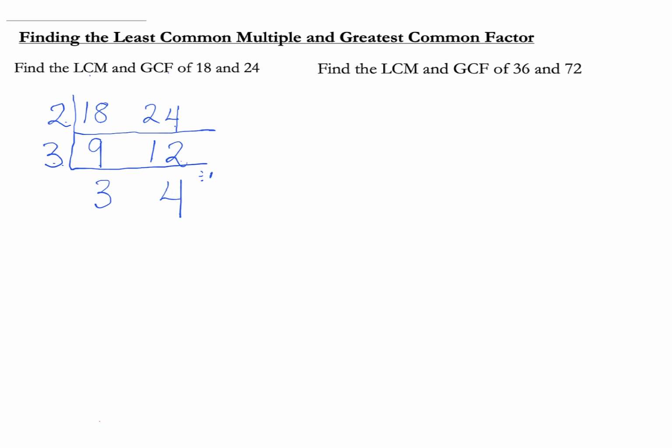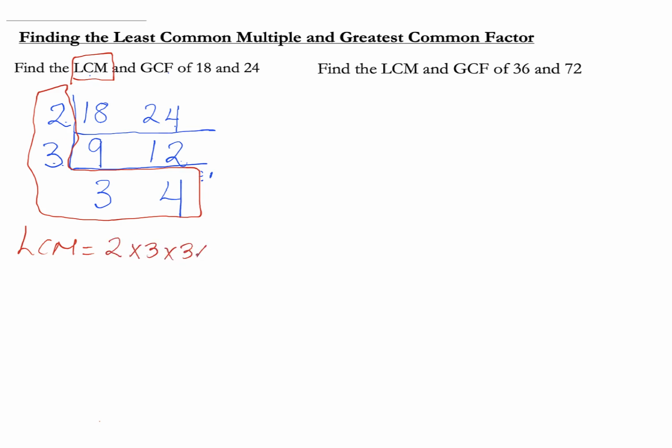So I want to find the LCM. So let that help you. LCM. So we're going to make an L. So here's our L. Notice it's in the red. The LCM would be 2 multiplied by 3, multiplied by 3, multiplied by 4. 2 times 3 is 6. And I can cross them out like that.